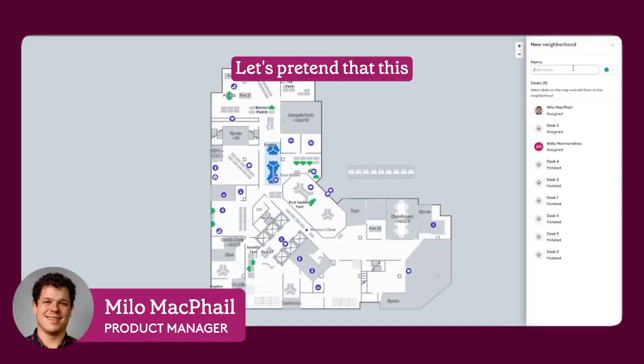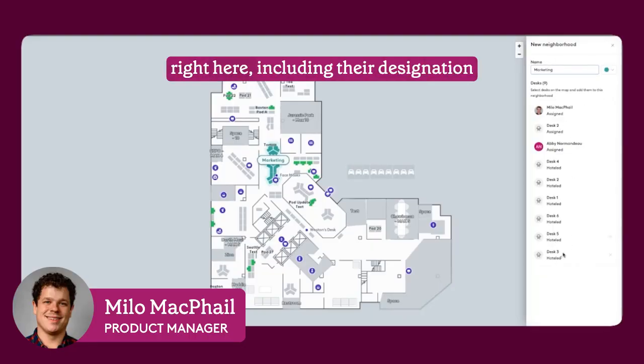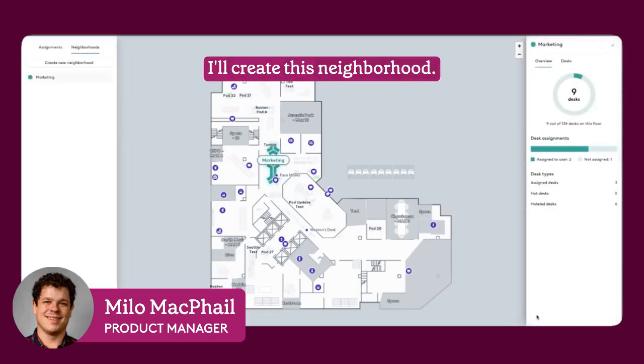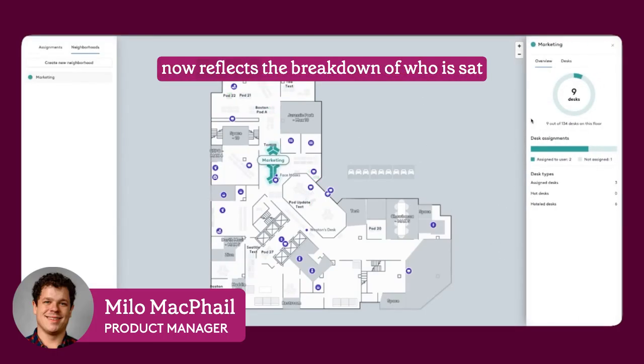Let's pretend that this neighborhood is for marketing. And I've created all of these desks right here, including their designation of desk type. So hotel desks stay hoteled, assigned desks stay assigned, and assignees are shown here. I'll create this neighborhood. As you'll see over here, the floor plan now reflects the breakdown of who is sat where and what groupings they're in.